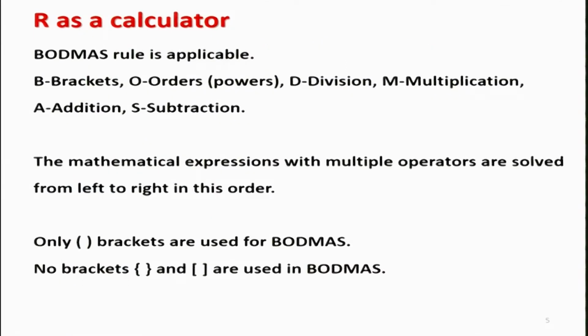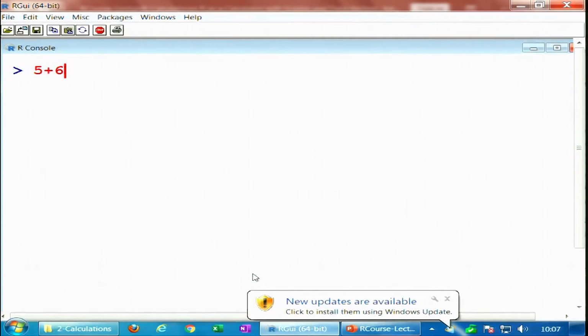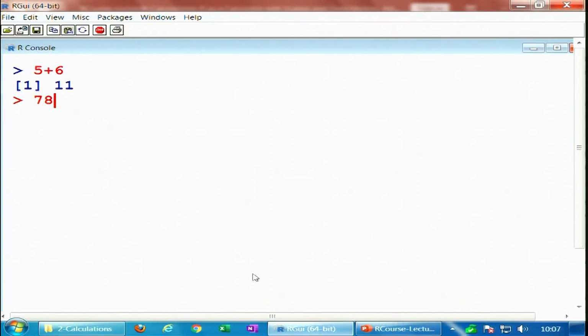And yeah, before we move forward, let me show you these computations on the R console. Suppose you want to add 5 and 6, you can see that it comes out to be 11. Similarly, if you want to add 78 plus 98 plus 67 plus 64, it will give you the value 307.